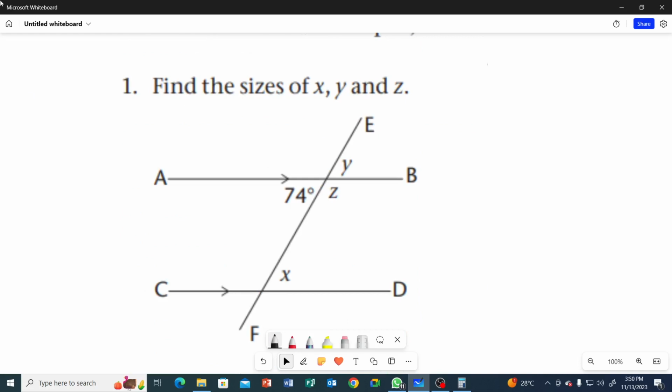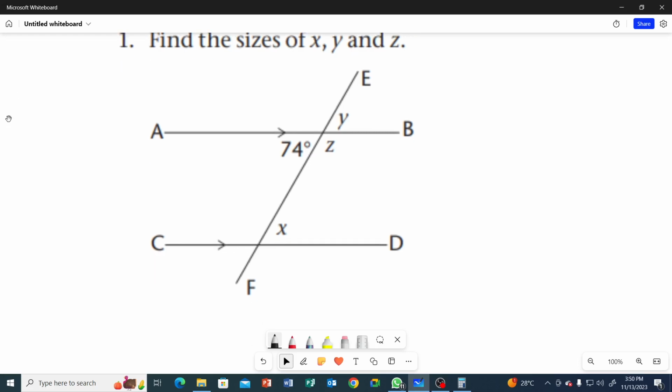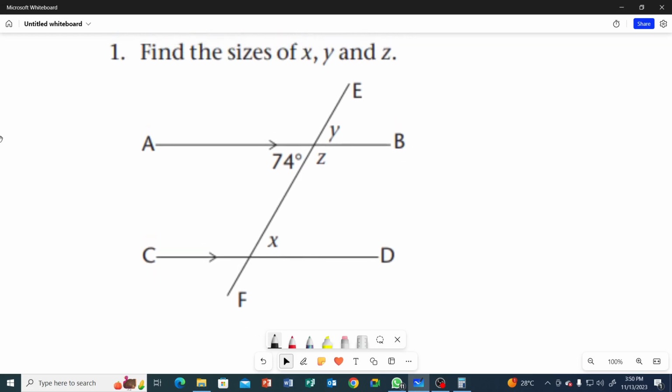Now here is the study of parallel lines. Since we didn't do parallel lines, I'm going to solve this question for you. Find the sizes of X, Y, and Z. Now, how do you know that these are parallel lines? Can you see these arrows here? They are there to tell you that these two lines are parallel.